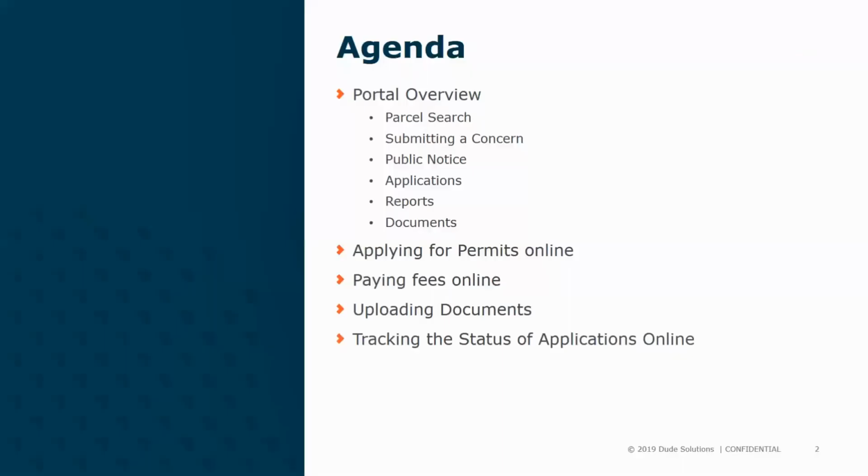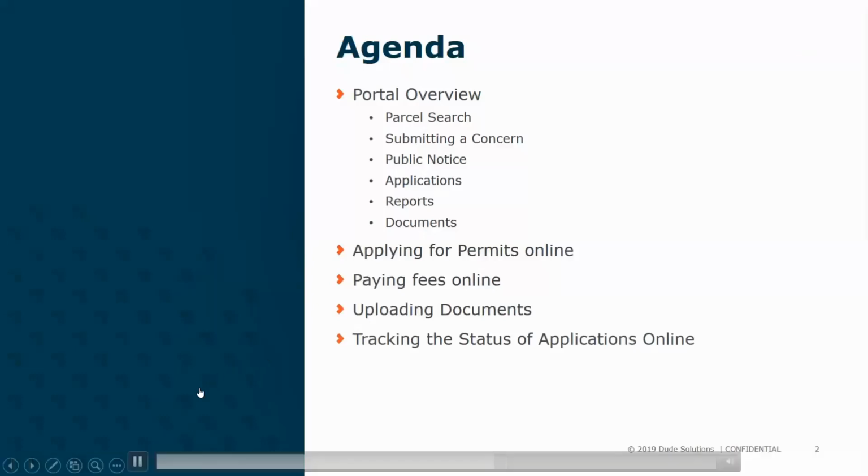We're going to discuss the main features of the portal, which include Parcel Search, submitting a concern, public notices, applications, reports, and documents, as well as walking through applying for a permit, paying for fees, uploading documents, and tracking the status of applications through the portal. Because we have quite a few items to go over today, please feel free to chat in any questions you may have that we can address at the end of the presentation.